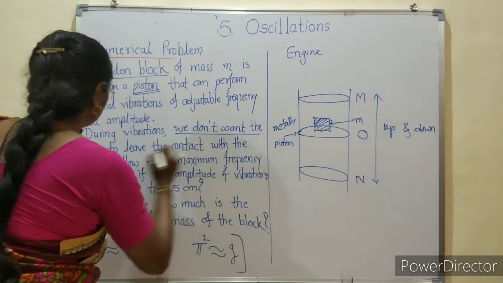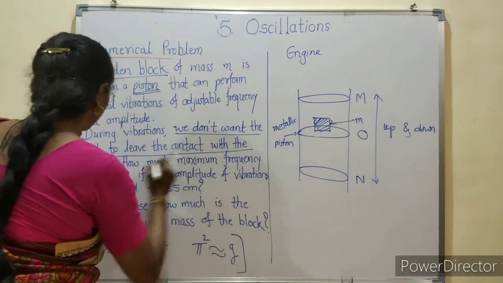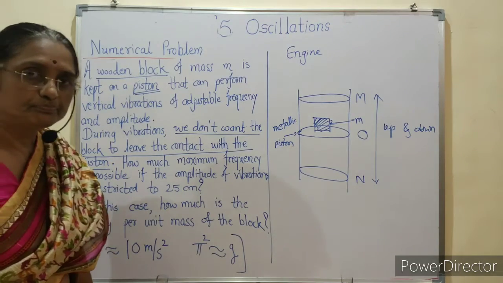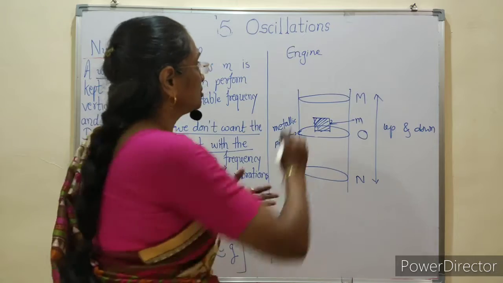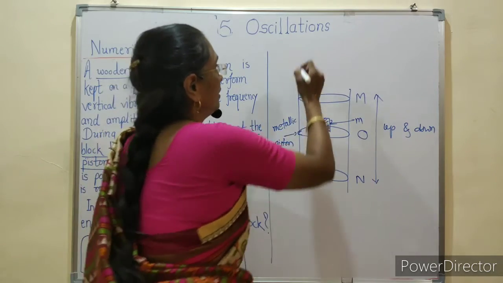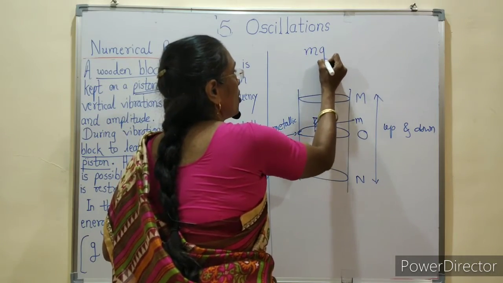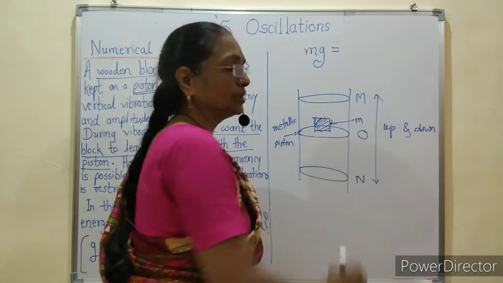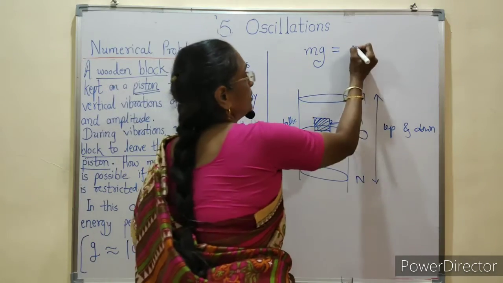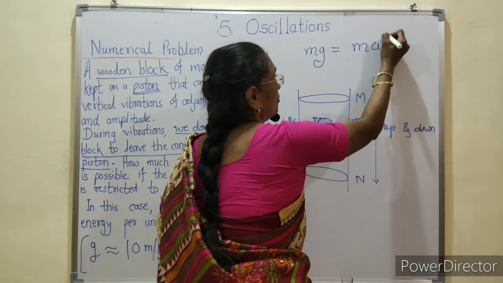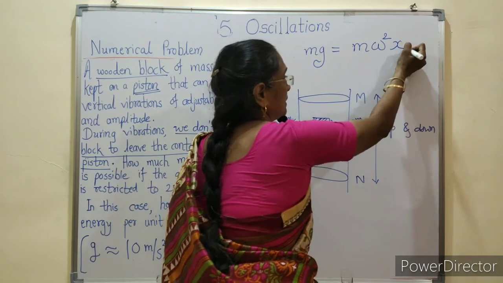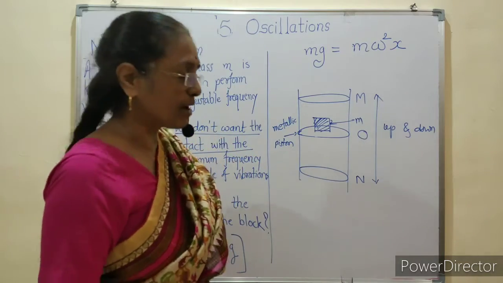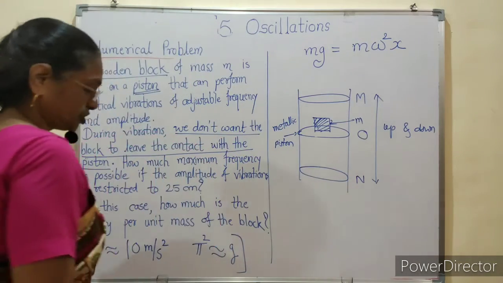We don't want the block to leave contact with the piston. So here the force is adjusted in such a way that the weight of the block is balanced with the force which is the restoring force. That is, mg is balanced by the restoring force.